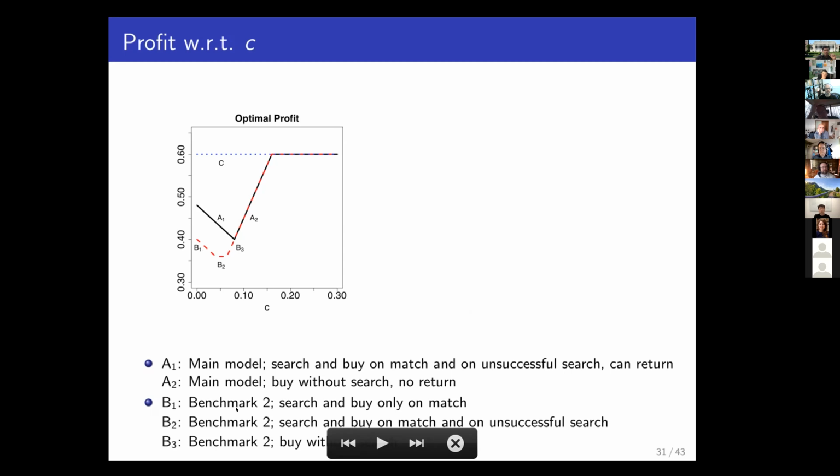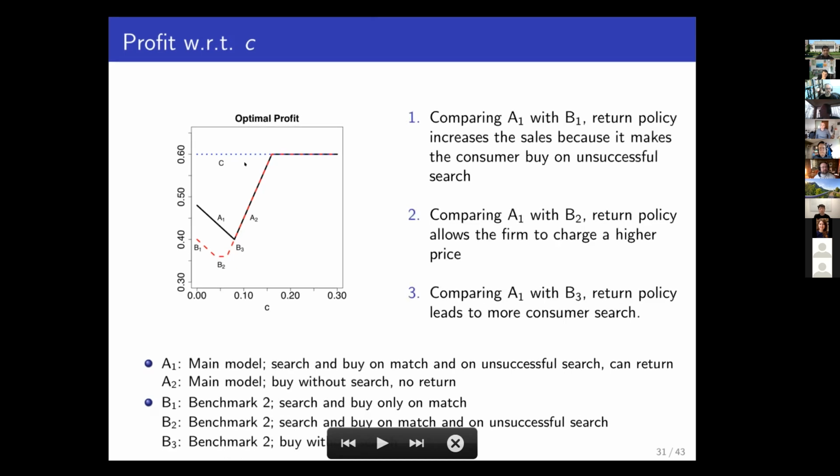So B1 is under benchmark 2 when there are no returns but they search, and consumers do search and buy only on match, right here. In this little part here, which is kind of flat, basically, consumers search and buy on match or on unsuccessful search, and in B3 they buy without search, right? So this is the behavior sort of under the optimal equilibrium.